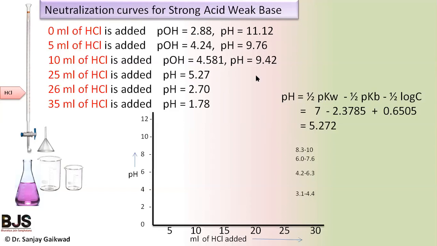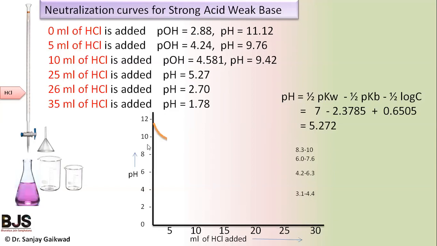In this way, at pH 5.27 the equimolar volume is added. Here the equivalence point, the neutralization point, is found, and the end point of the titration is in the acidic form. The color change in the flask is from wine red or red to yellow, where we are using the methyl red indicator.